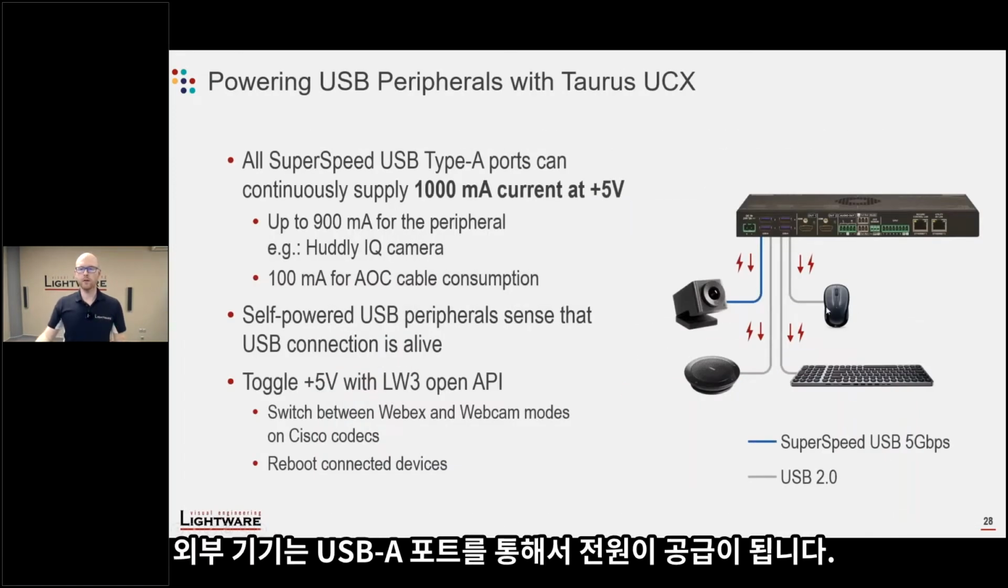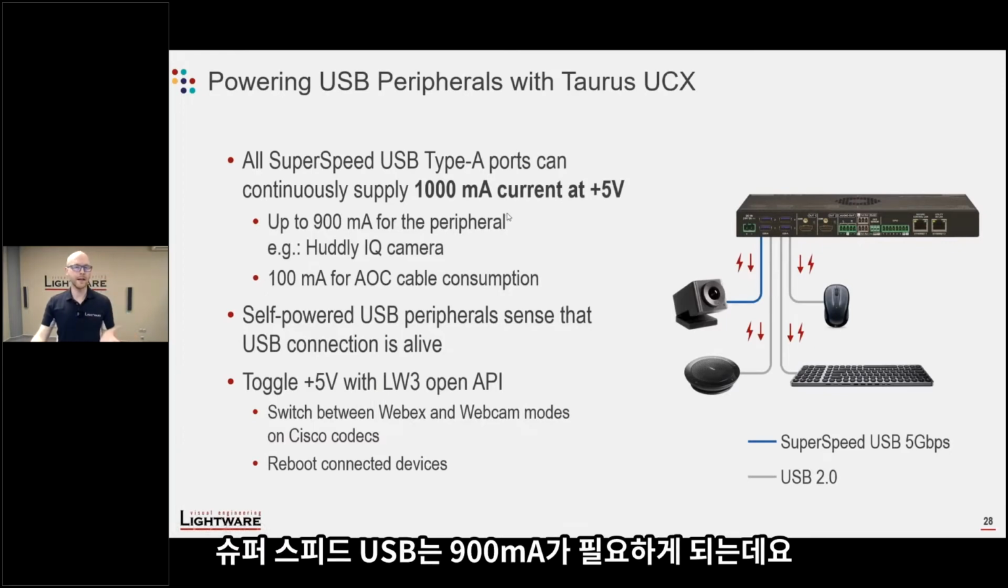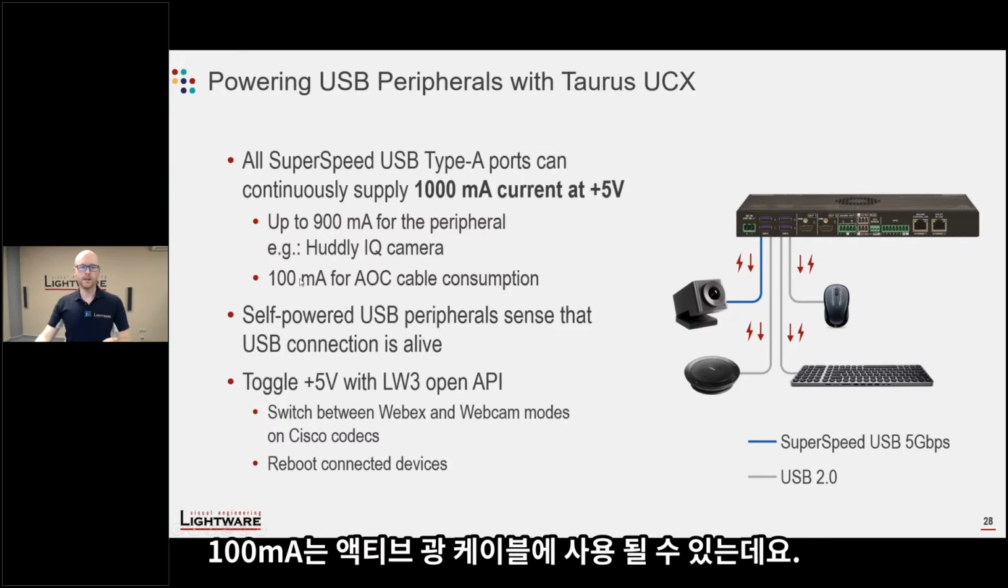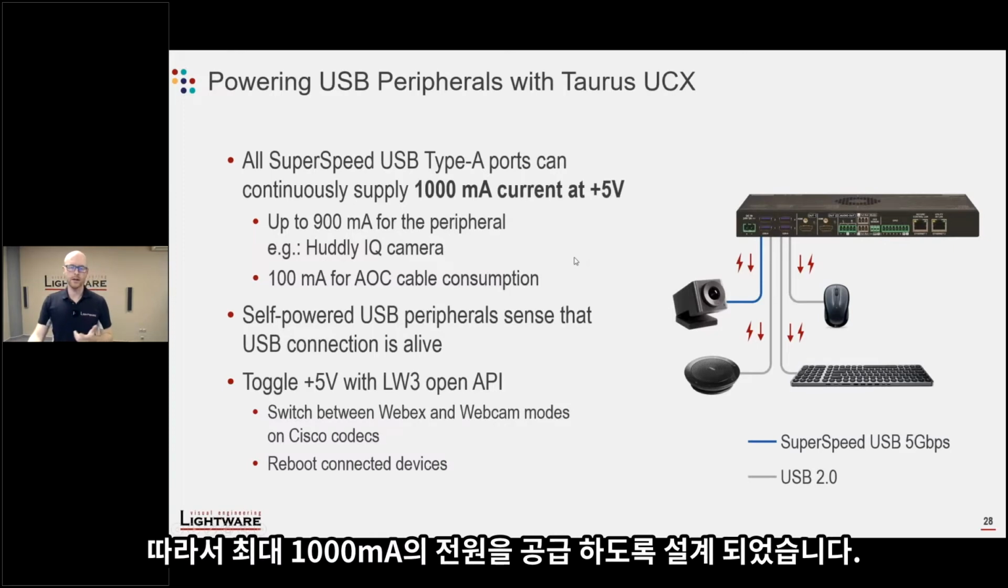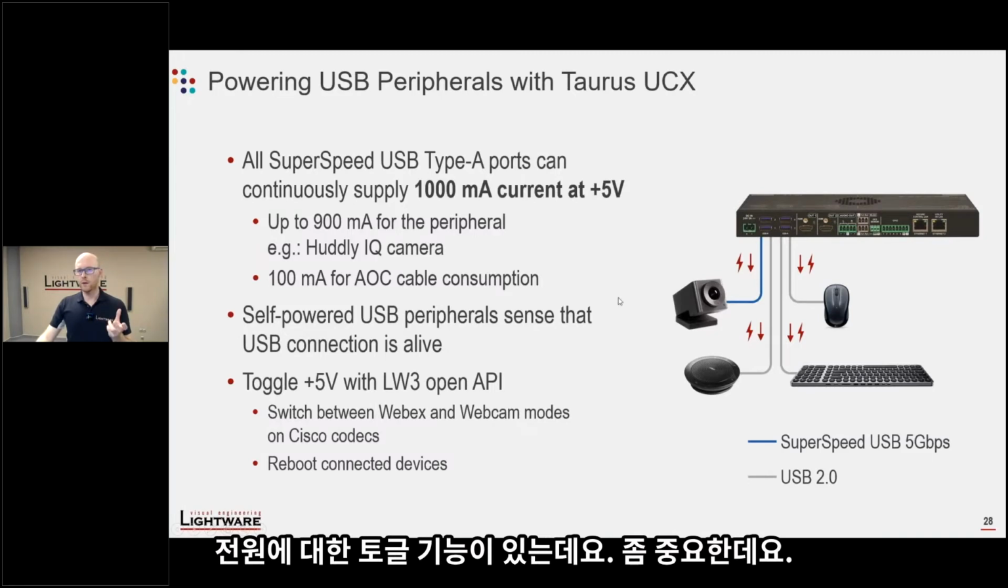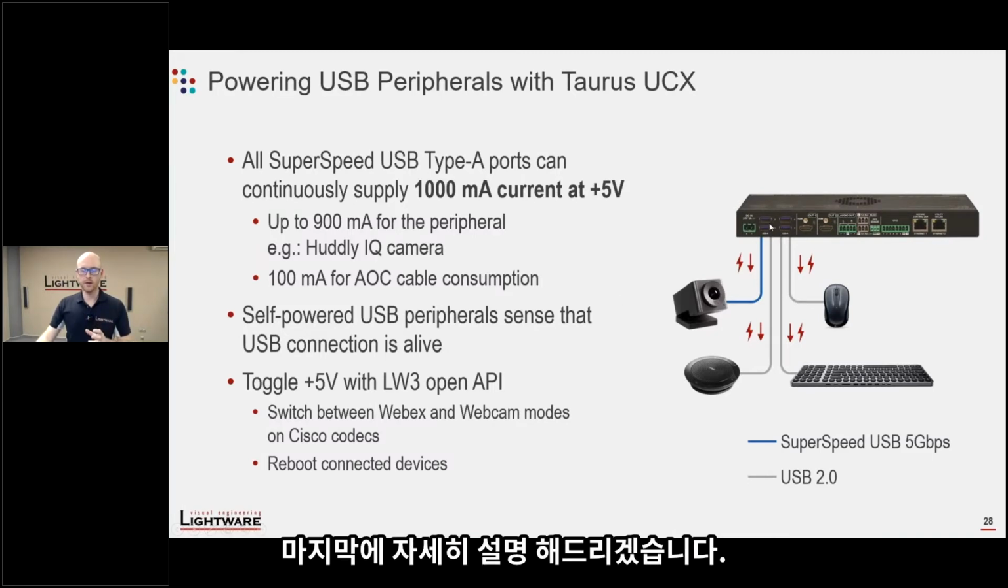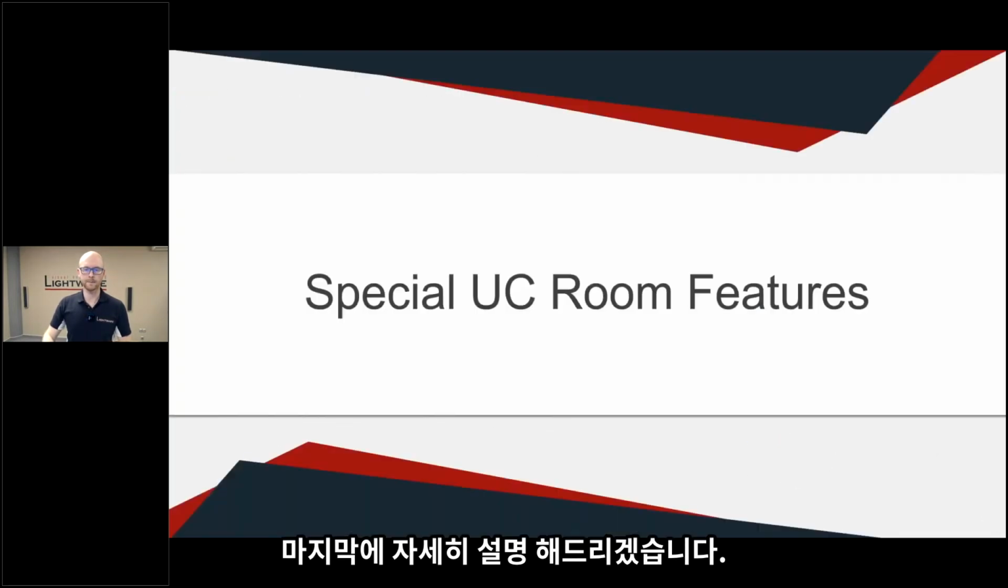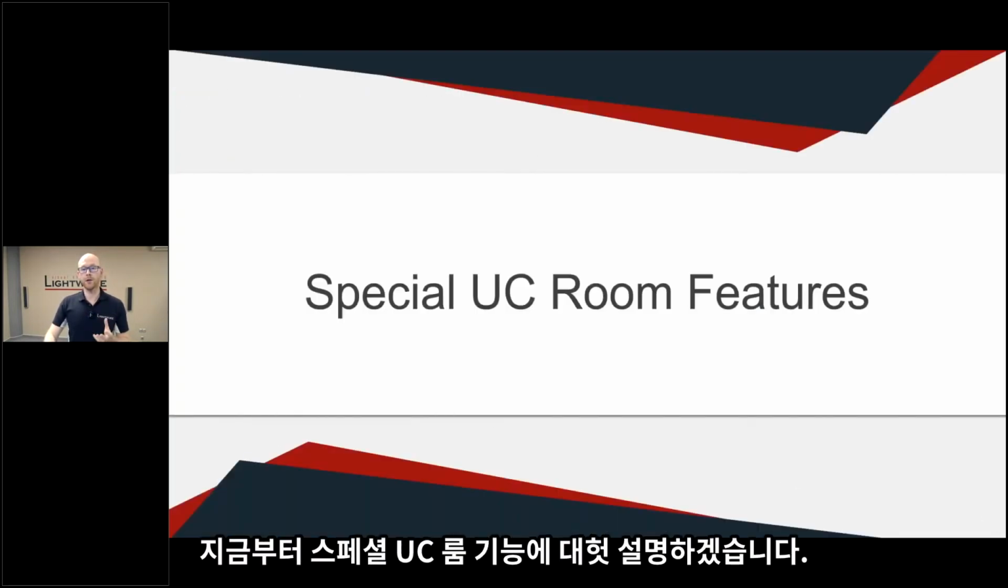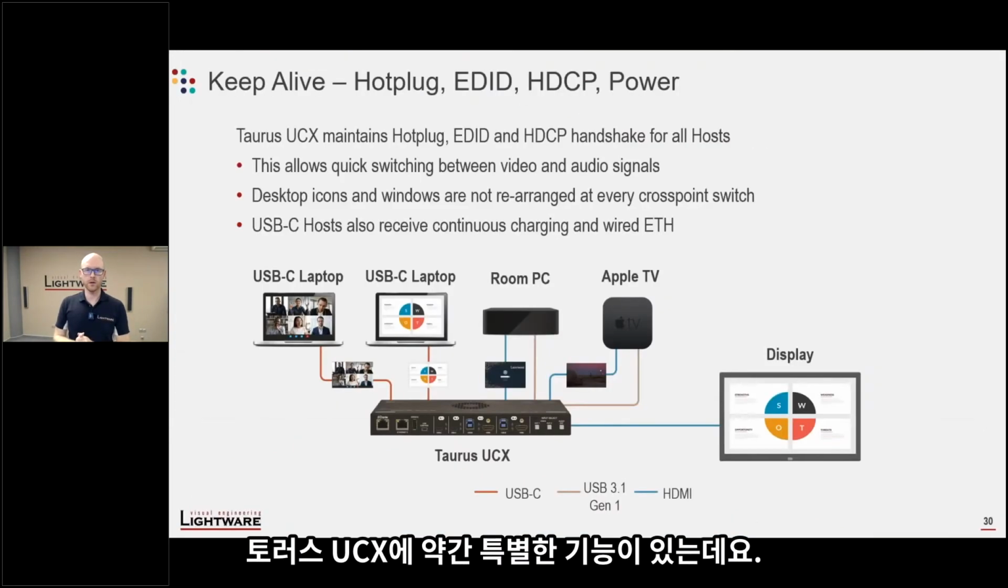Powering the peripherals. You can have 2 or 4 of these type A ports. They can all supply 1000 milliamps of power. 900 milliamps is required by SuperSpeed USB, so 900 plus 100 milliamps for active optical cable consumption. So we prepared Taurus UCX for AOC cables as well. We can also do a toggle function for this power, but I will show you why that's important on a later slide. So now let's talk about the special UC room features, which we built into Taurus.